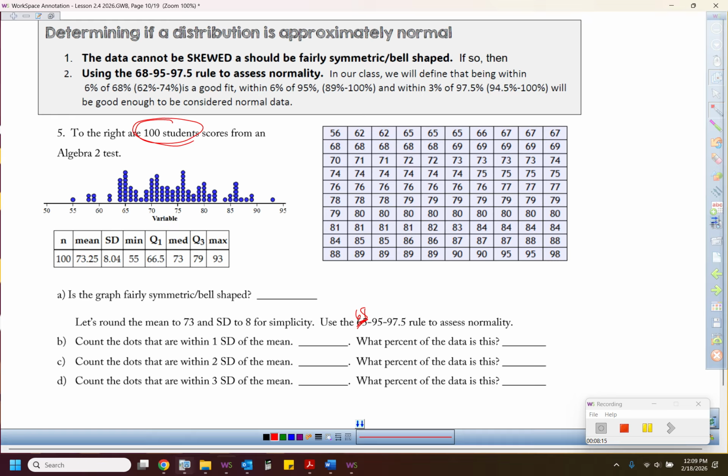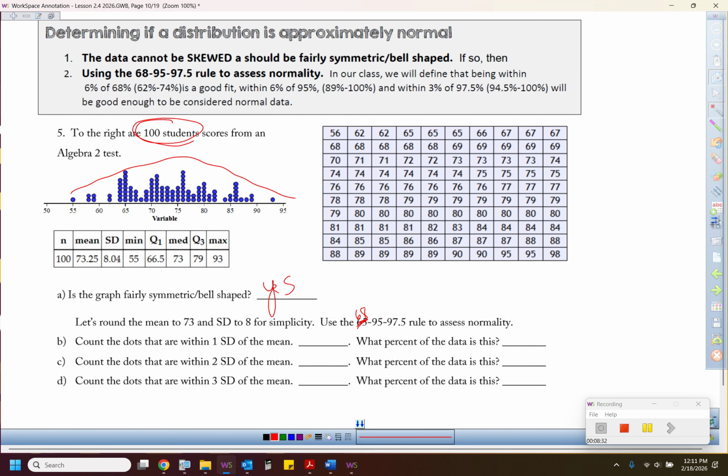Here's test 1. Would you call that symmetric or not? What's your guess on the graph, the way it looks? Symmetric or not? I'm going to say yes to that question. So that means it's eligible to be normal.